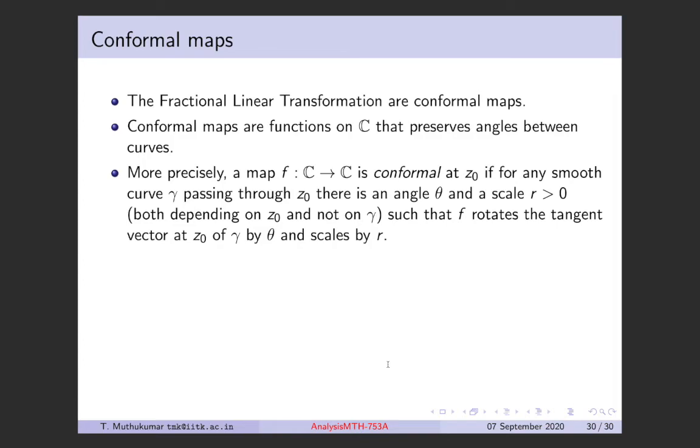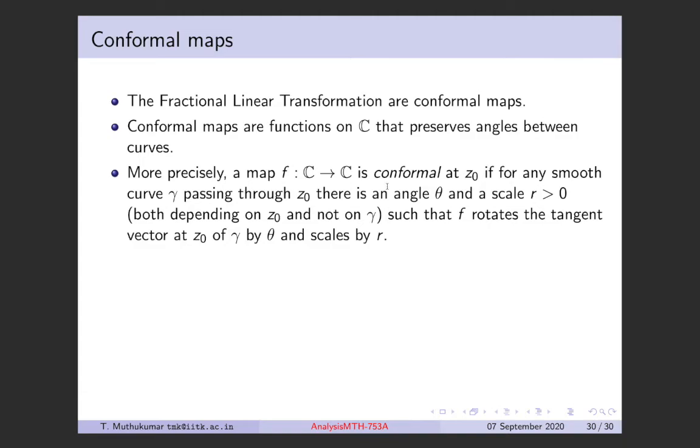A map f from C to C is conformal at Z0 if for any curve that you take which passes through Z0, there is an angle theta and a scaling r, and both theta and r depend only on Z0 and not on the choice of the curve gamma, such that f rotates the tangent vector at Z0 by an angle theta and scales it, dilates it, by r.